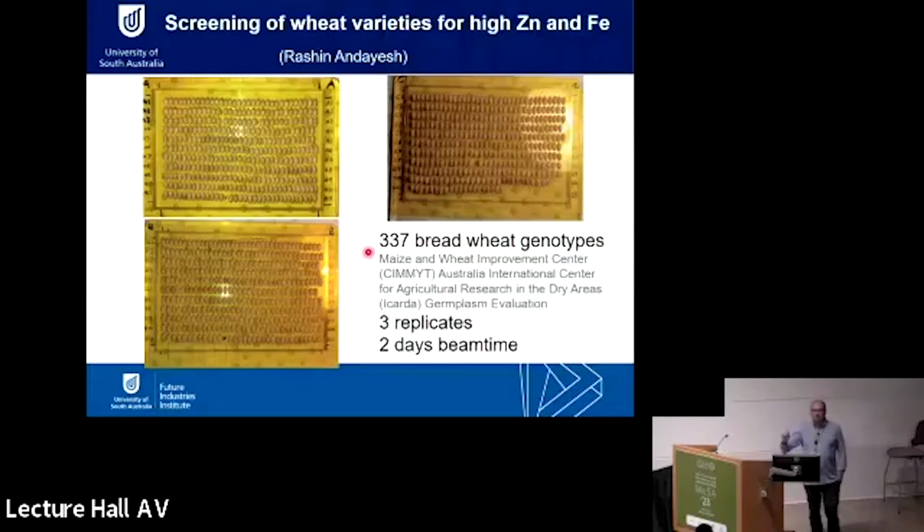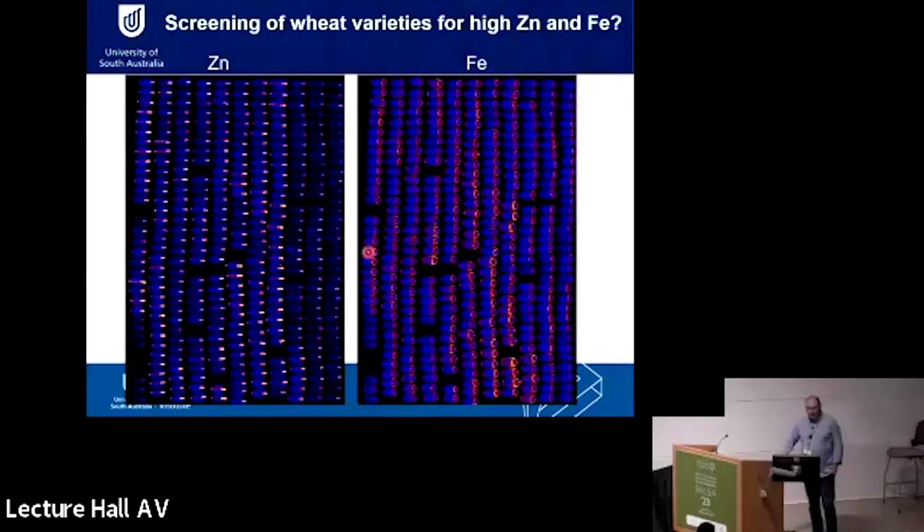something that is meaningful. Just using one seed is probably not enough, but how many replicates do you need? And we found that with 3 replicates, basically you can get concentrations that are equal to the bulk concentration in a bunch of seeds. And this takes 2 days of beam time. So that's the sort of data that you get.